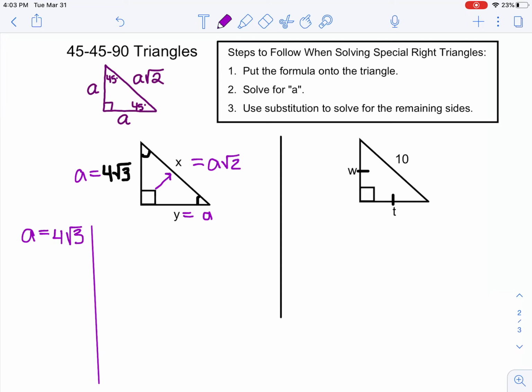Step 3 says to use substitution to solve for the remaining sides. So let's go ahead and go to our other leg, which says y equals A. We know that A equals 4 root 3, so we can go ahead and substitute that in. So we get y equals 4 root 3.